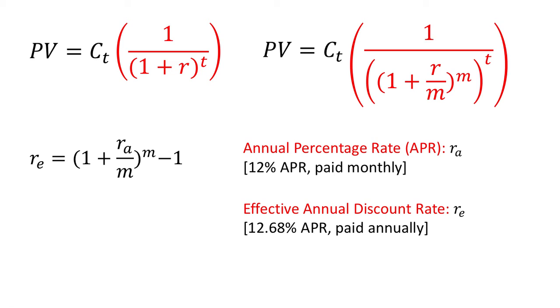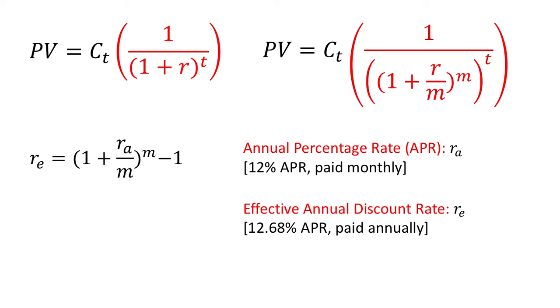So here I just rewrite that formula that I just showed you, except I bring the 1 to the other side. So now it's R sub E, which is the effective annual interest rate, or the effective annual discount rate, is equal to 1 plus the annual percentage rate over the number of times compounded, raised to the number of times compounded, minus 1. Memorize this formula to convert, all right?